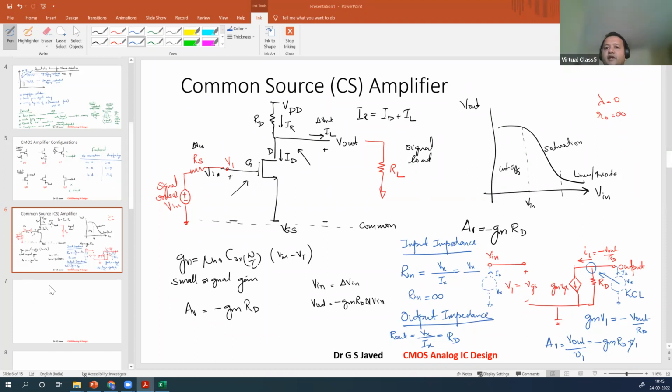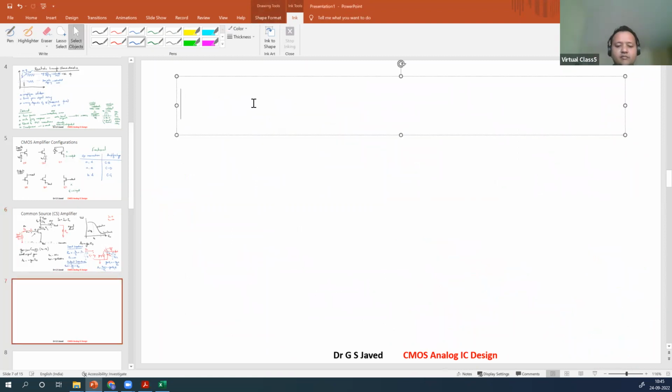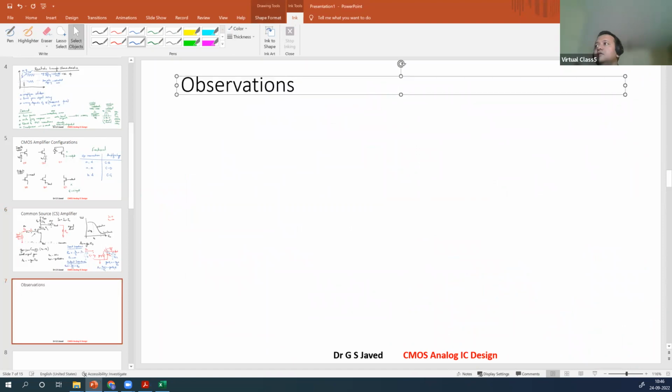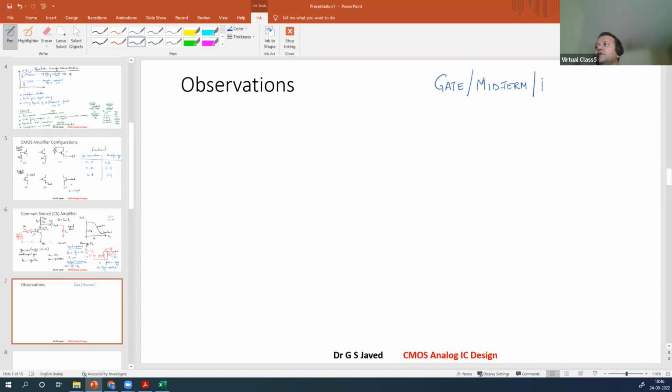So let us now find out if there are any observations. These observations are important. Like previously mentioned in classes, GATE, midterm, finals, this is all referenced everywhere. So what are the observations?